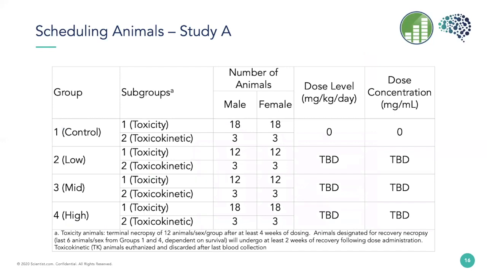So our next topic is scheduling animals for study activities, including these collections. And in this example of a small animal study, you can see that there are tox and there are TK animals in each group. And as you can imagine, all of the animals need to be scheduled for some sort of dosing. They would eventually have dose levels here, but only some of the animals need to have blood collected and processed.